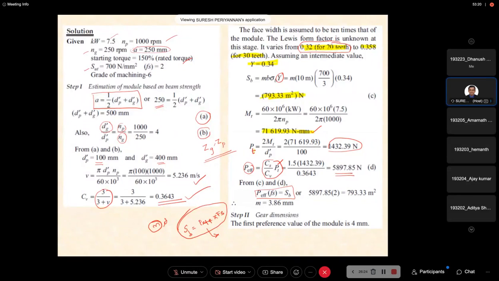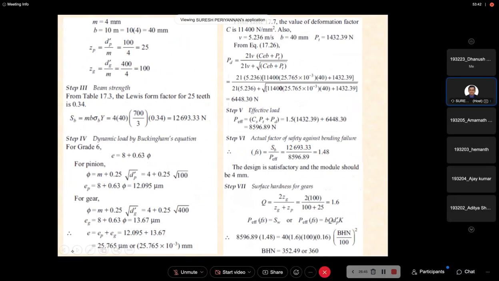Now Sb is in terms of module. From this relation, we are able to find our module value as 3.86 mm. Now I can consider it as 4 mm. Now my module is 4, and we consider the standard design base width equal to 10 times the module. From this we are able to find the base width.